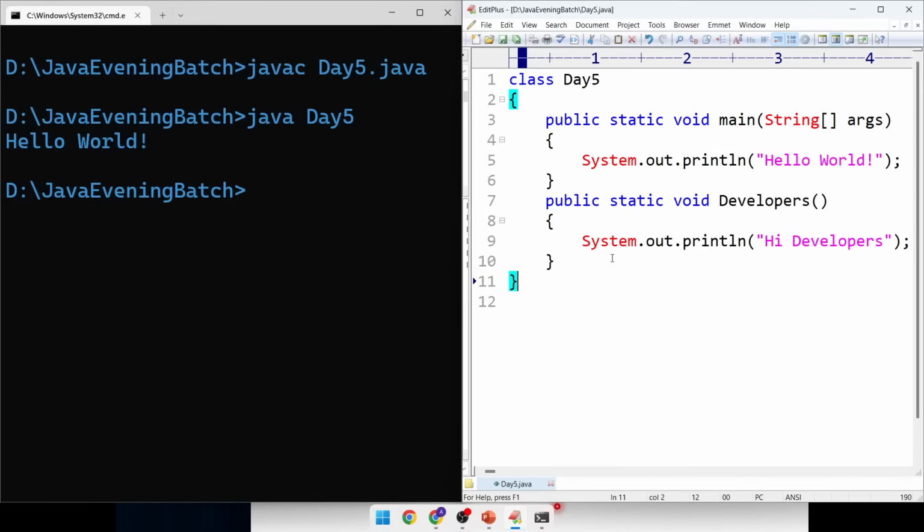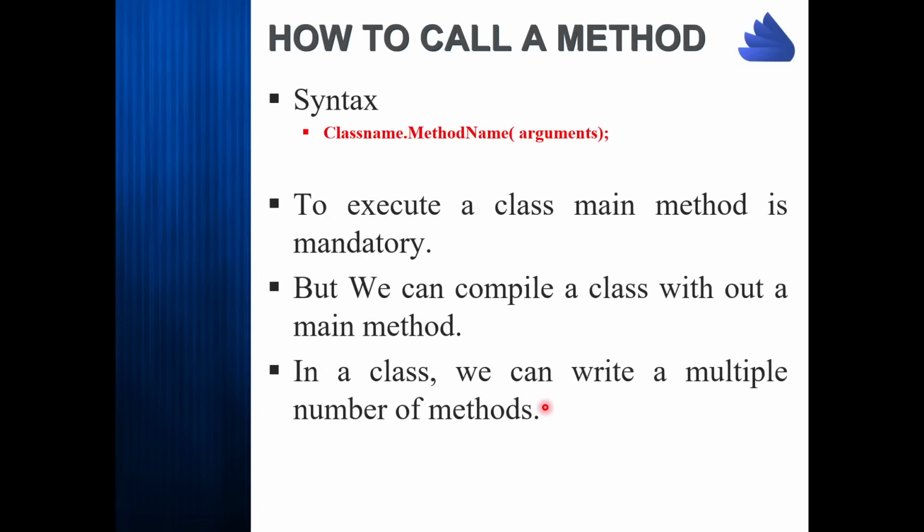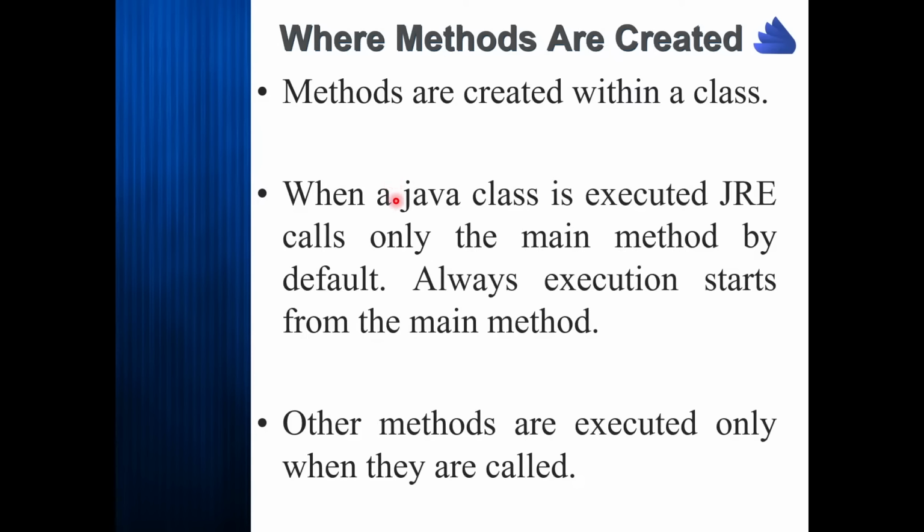To execute that method also, we have one process. As I said here, when a Java class is executed, JRE calls only the main method by default. Always execution starts from the main method only. Is my point satisfying, guys? I have two methods in my class, but whenever I am executing my program, I am getting only the statements of the main method. That means only the main method is executing. The other methods I have written are not executing, right?